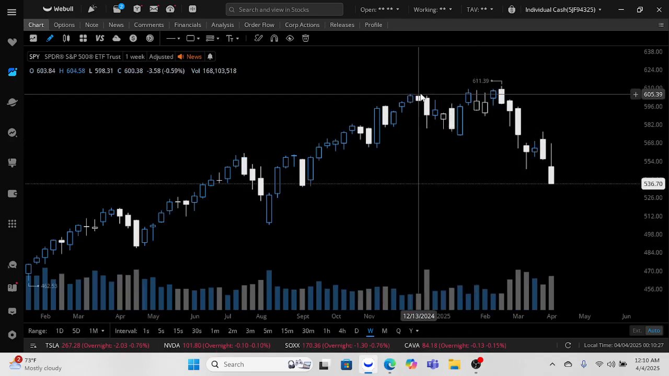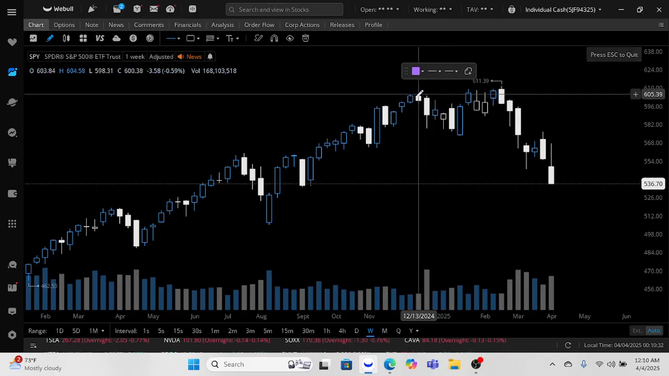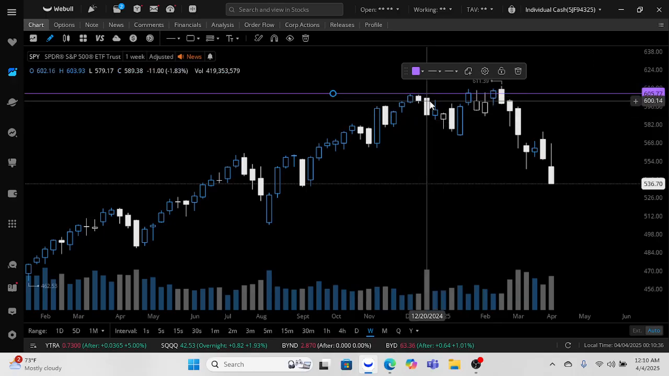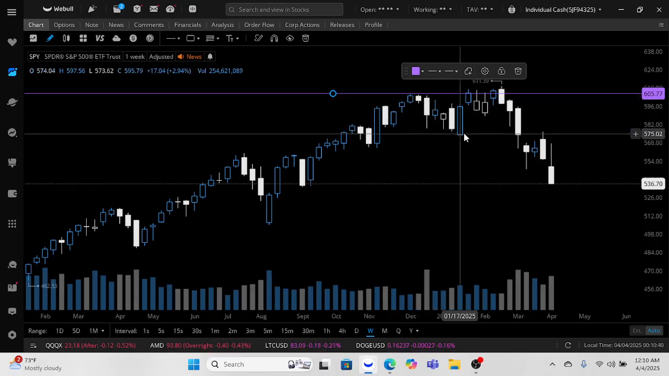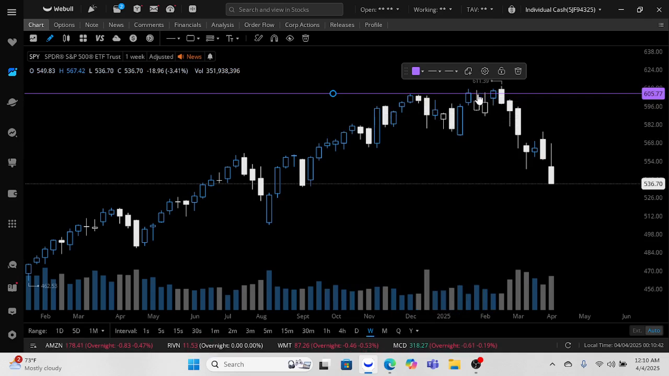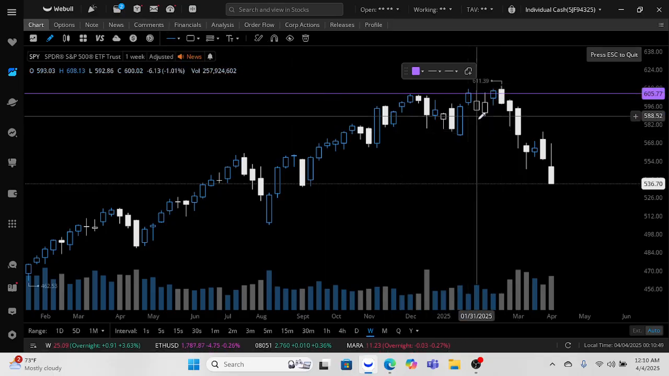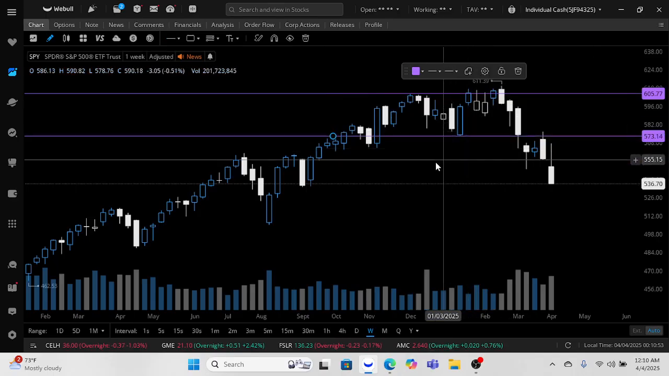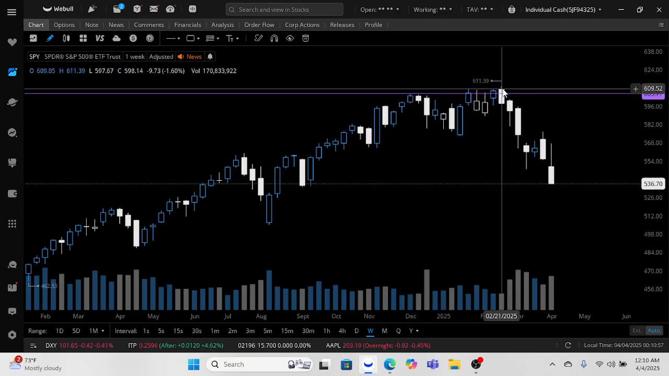Like here. Right here. There was liquidity above these highs. So what did price do? After coming down, it came out, took that liquidity, and now what is it looking for? The liquidity under here. Liquidity under here.